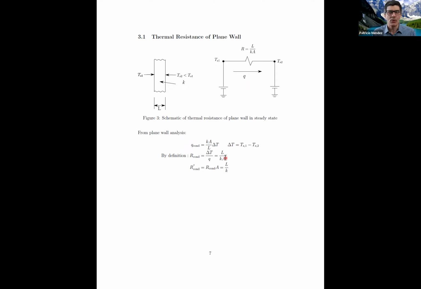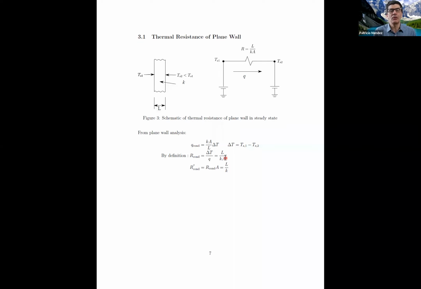Inversely, more area is less resistive. If I have, for example, a bigger wall, I'm going to lose more heat because the wall is just wider, right? Even if the thickness is all the same. So the resistance as a total heat rate is inversely proportional to the area.